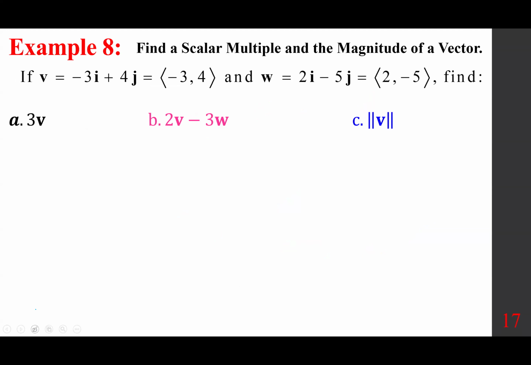We're going to continue working on more examples. We want to find the scalar multiple and the magnitude of the vector. V and W are given. So 3 times V. We're going to multiply the components by 3. So 3 times negative 3 is negative 9. 3 times 4 is 12.